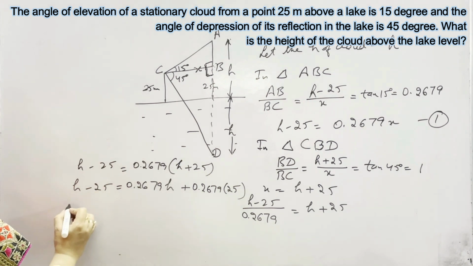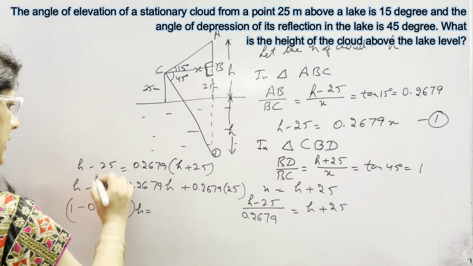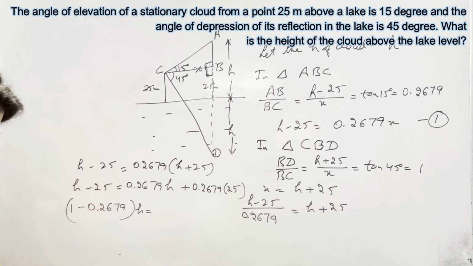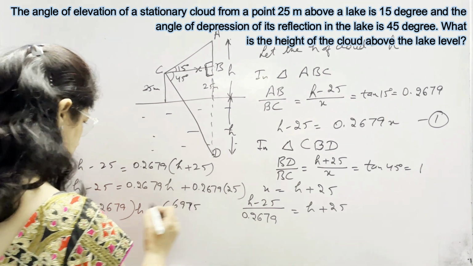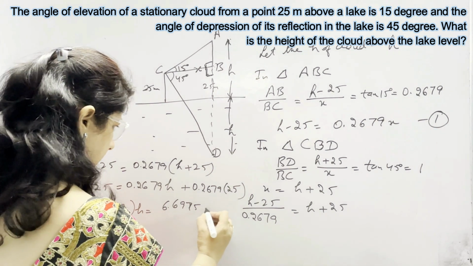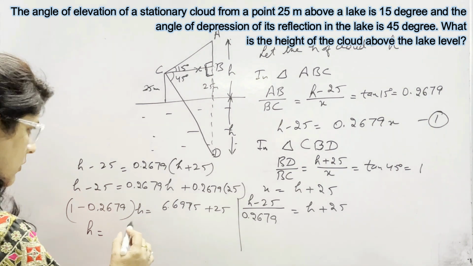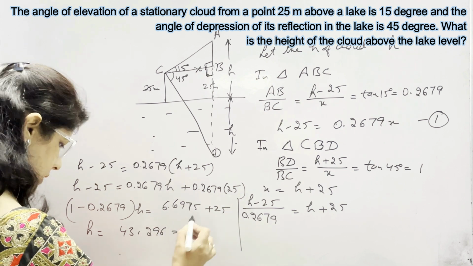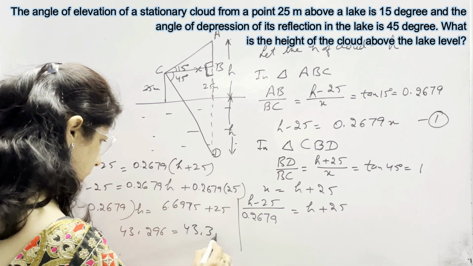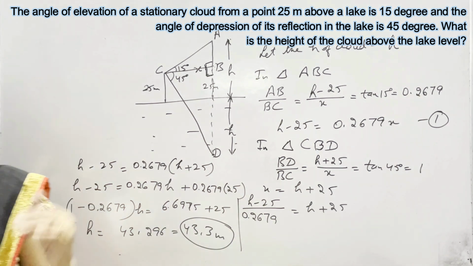Taking h on the same side, (1 minus 0.2679)h, and then adding this value here. 0.2679 multiplied by 25, its value is 6.6975, and this 25 adding here. So the value of h is equal to 43.296. It means 43.3 meters is the height of the cloud above the lake.